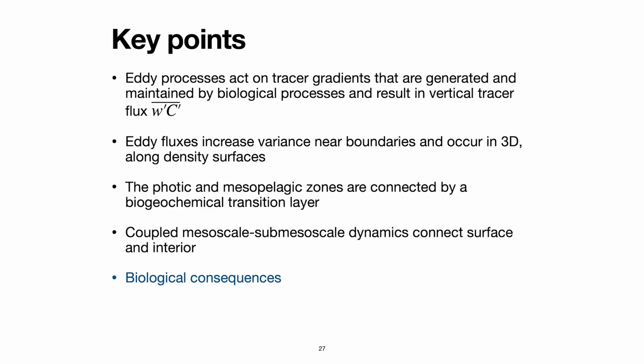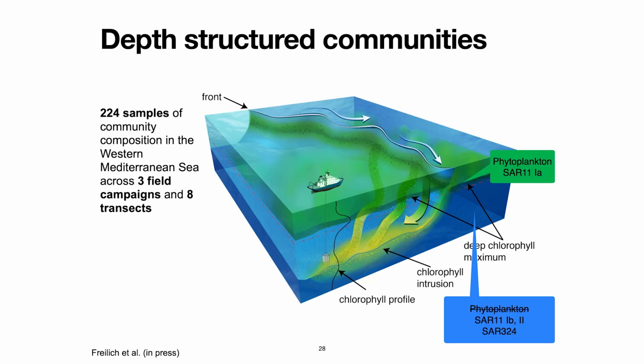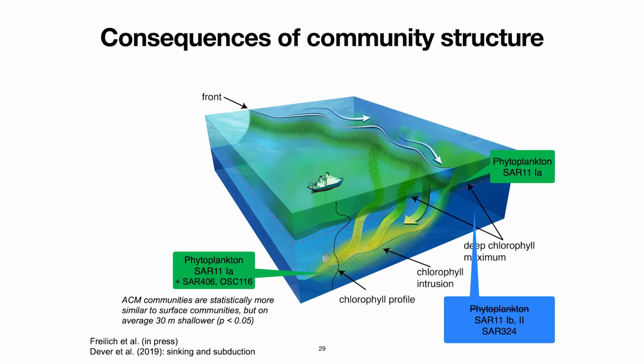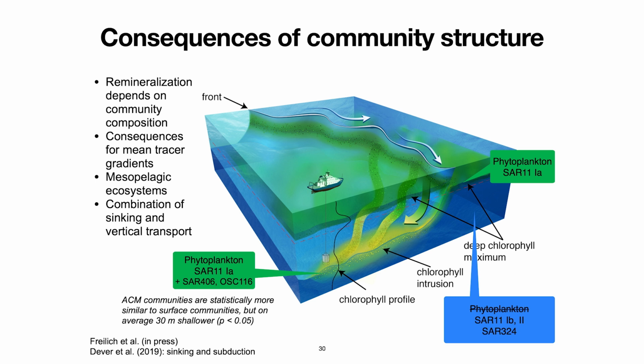And so with that, on the mechanistic perspective, we found that these coupled mesoscale, submesoscale dynamics are what's connecting the surface and interior. And I'll very briefly, so I won't talk about my results here, but just point out that this is something, like Mike Stukel was saying, that can affect the community structure as well, as we carry not just biogeochemical properties, but also whole surface communities from the surface into the interior. And there are a number of reasons why that could be influential for the biogeochemistry of the mesopelagic.